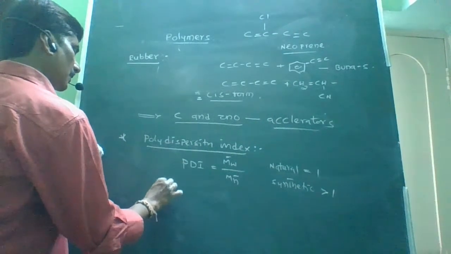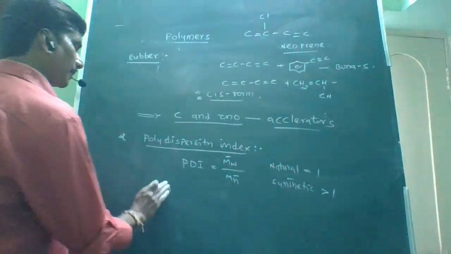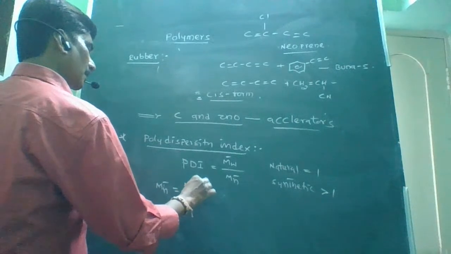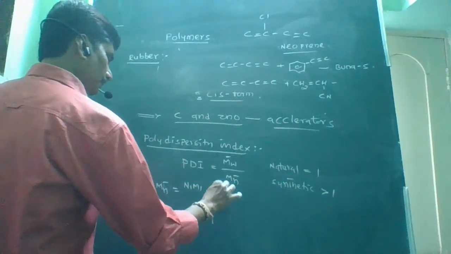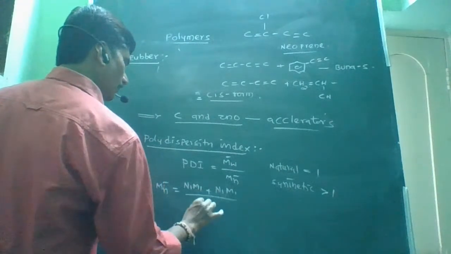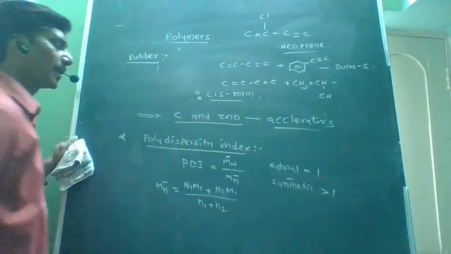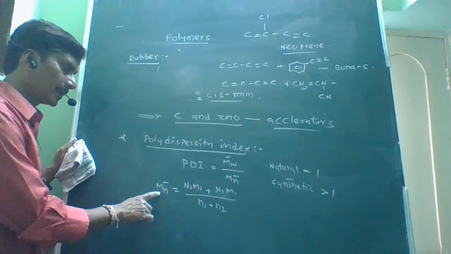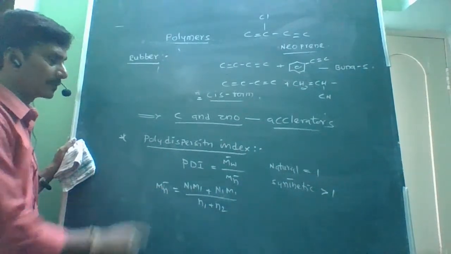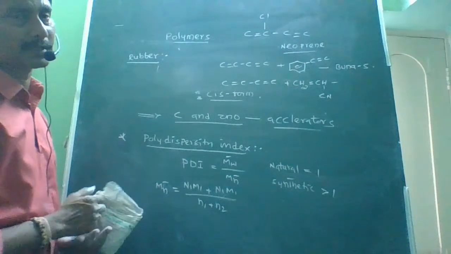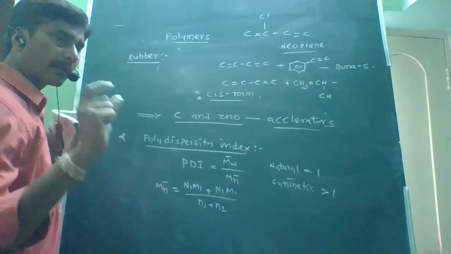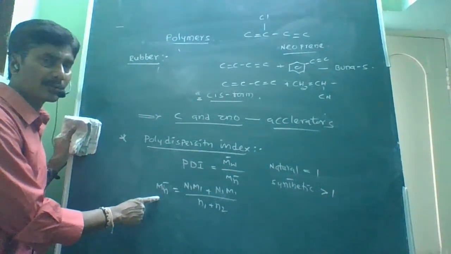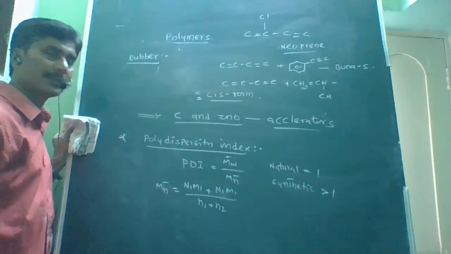How do we calculate the weight average molecular weight and number average molecular weight? The weight of the polymer divided by the number of molecules is known as the number average molecular weight. Basically, polymers are high molecular mass substances, so their molecular weight is measured as an average only. Number average molecular weight is divided by the number of molecules.